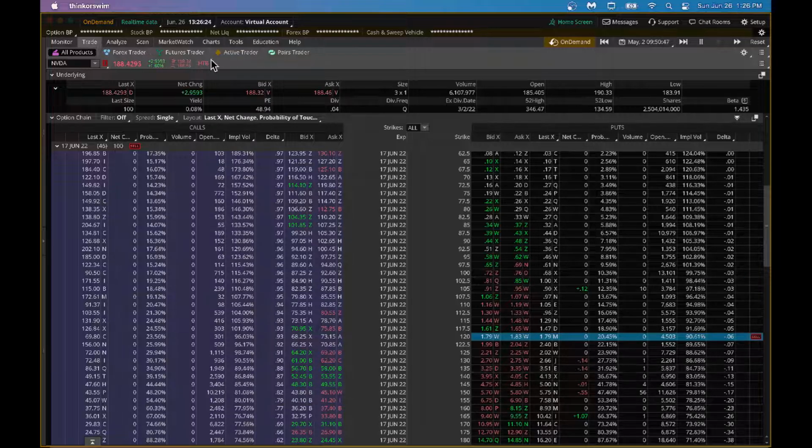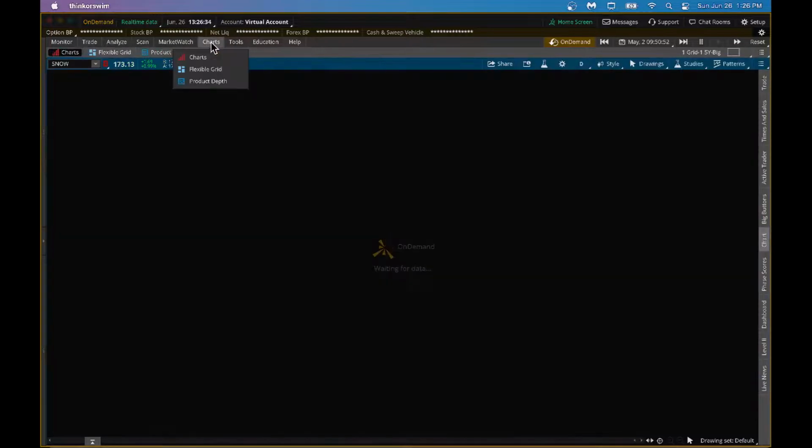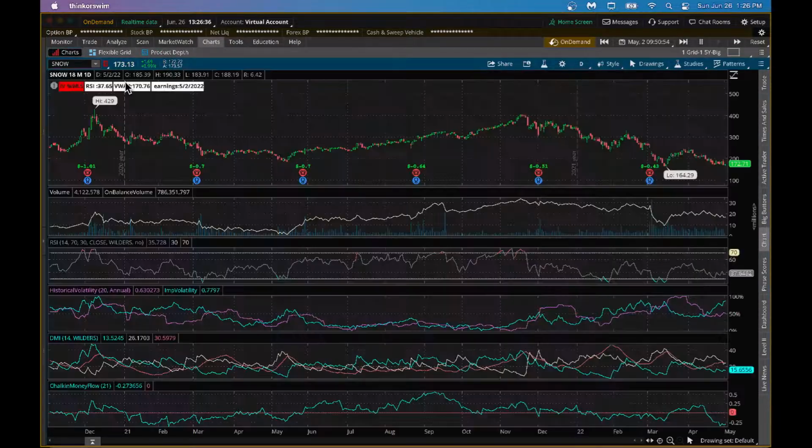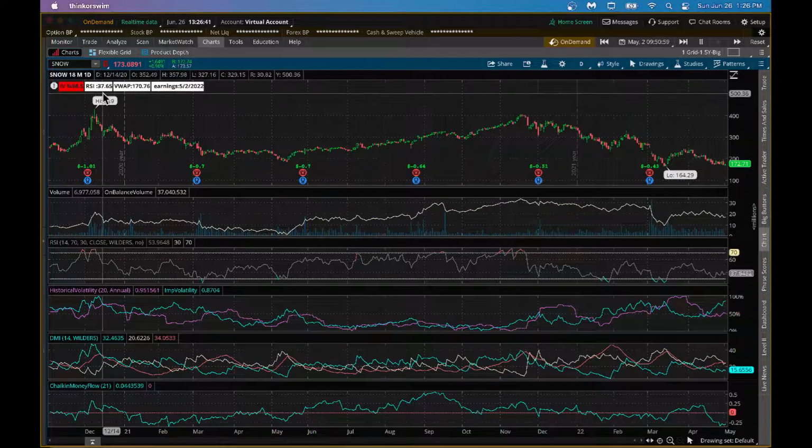All right, so we'll do one more here. I love Snowflake. Snowflake is a good one here. Look, Snowflake, it's buffering. Let's bring up our chart right here. Snowflake is also a very high volatility stock as usual. 98 is the volatility. Stock has sold off with the low RSI.